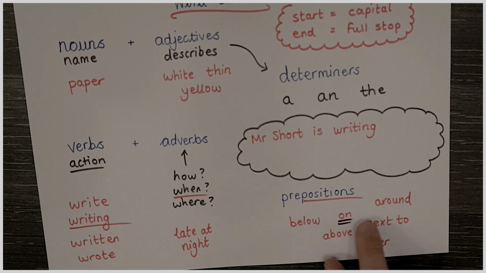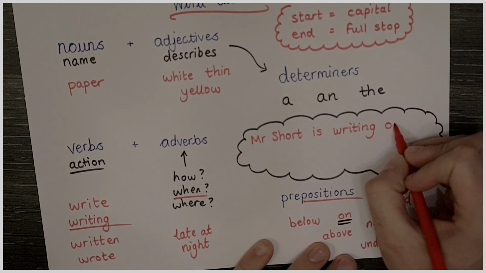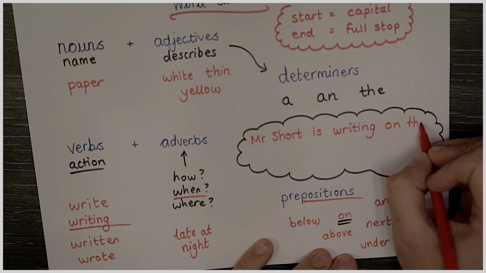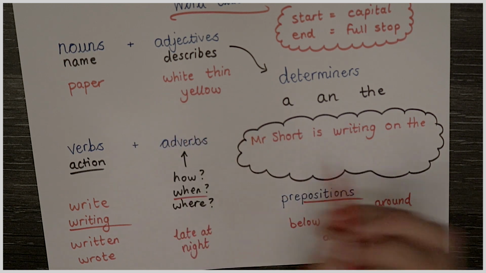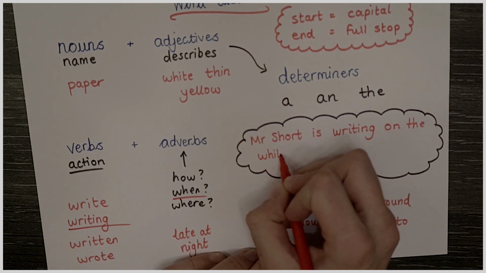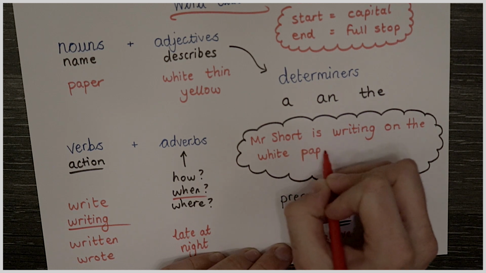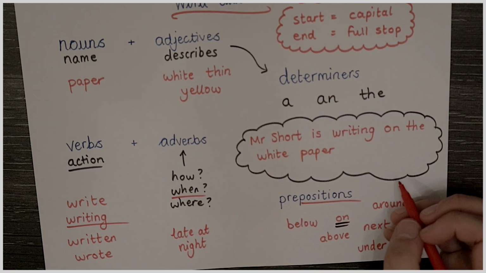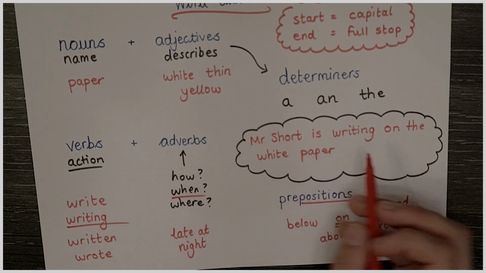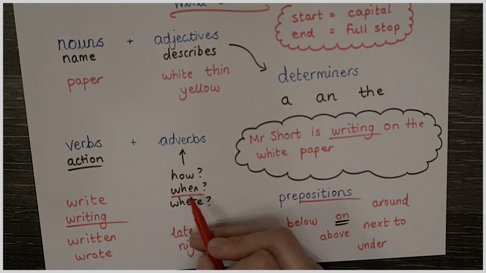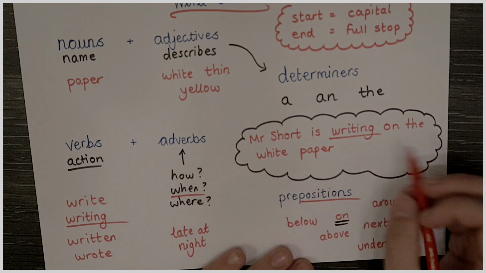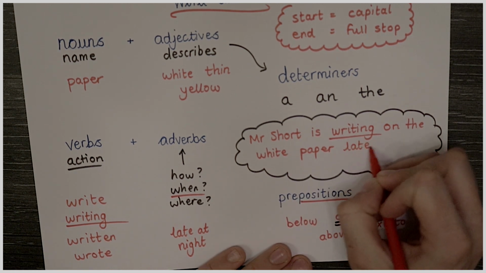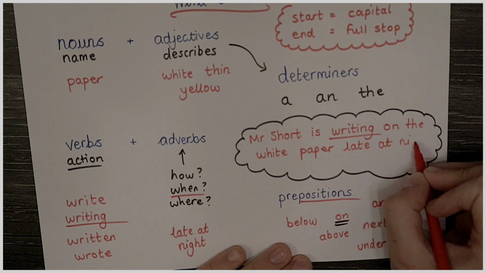What am I writing? Let's try a preposition. I'm writing on the, there's my determiner, on the white paper. I like that. Mr. Short is writing on the white paper, and then let's describe how, when, or where. Now we already said when, so let's use that. Mr. Short is writing on the white paper late at night.